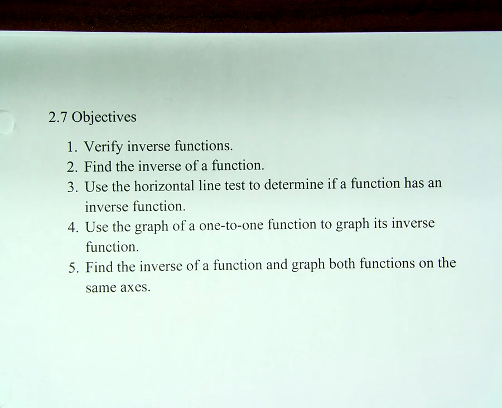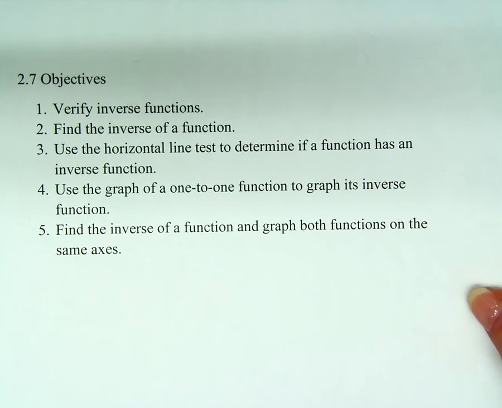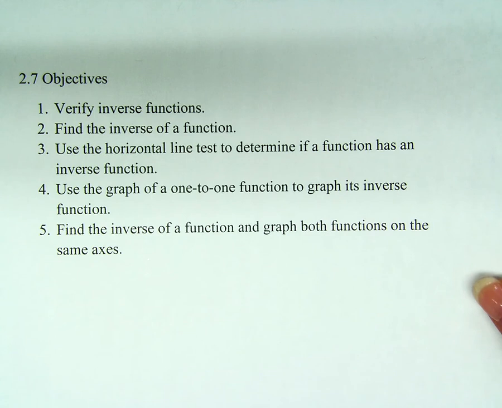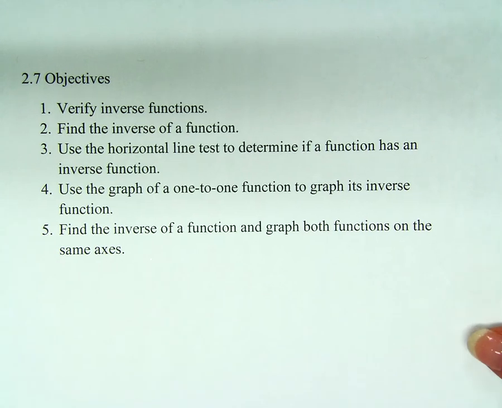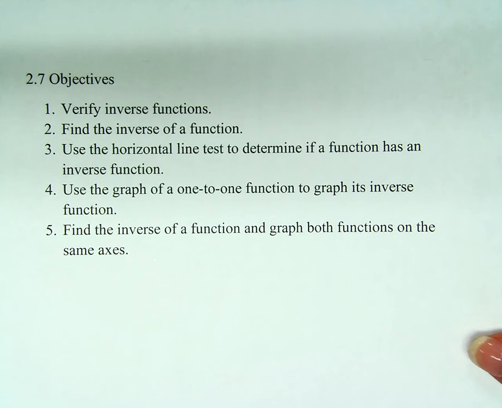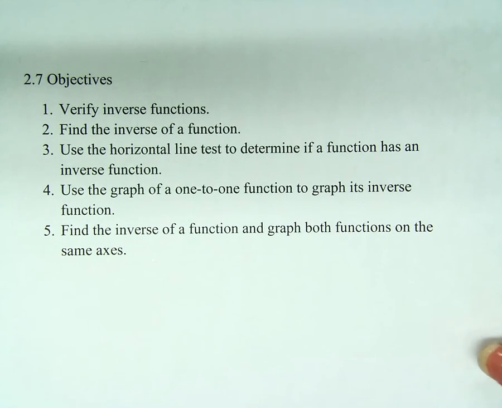2.7 objectives. Number 1, verify inverse functions. Number 2, find the inverse of a function. Number 3, use the horizontal line test to determine if a function has an inverse function. Number 4, use the graph of a one-to-one function to graph its inverse function. And then number 5, find the inverse of a function and graph both functions on the same axis.